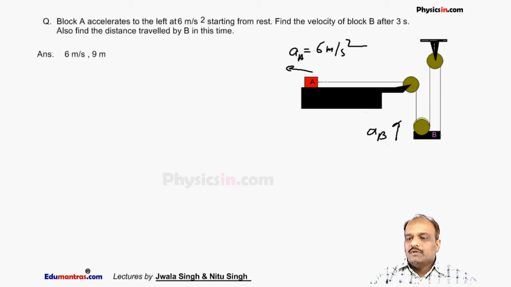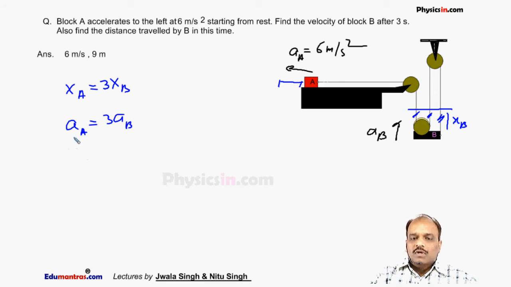If this block A is moving horizontally in this direction, it needs a string. We need a string here. So if this is XA, and if this block B moves a distance XB, we get a string from here, this and this. This must be equal to 3XB. So from here we can say acceleration of A must be equal to 3 times acceleration of B. So acceleration of A is 6, this is equal to 3 times acceleration of B, or acceleration of block B is 2 meter per second square in upward direction.